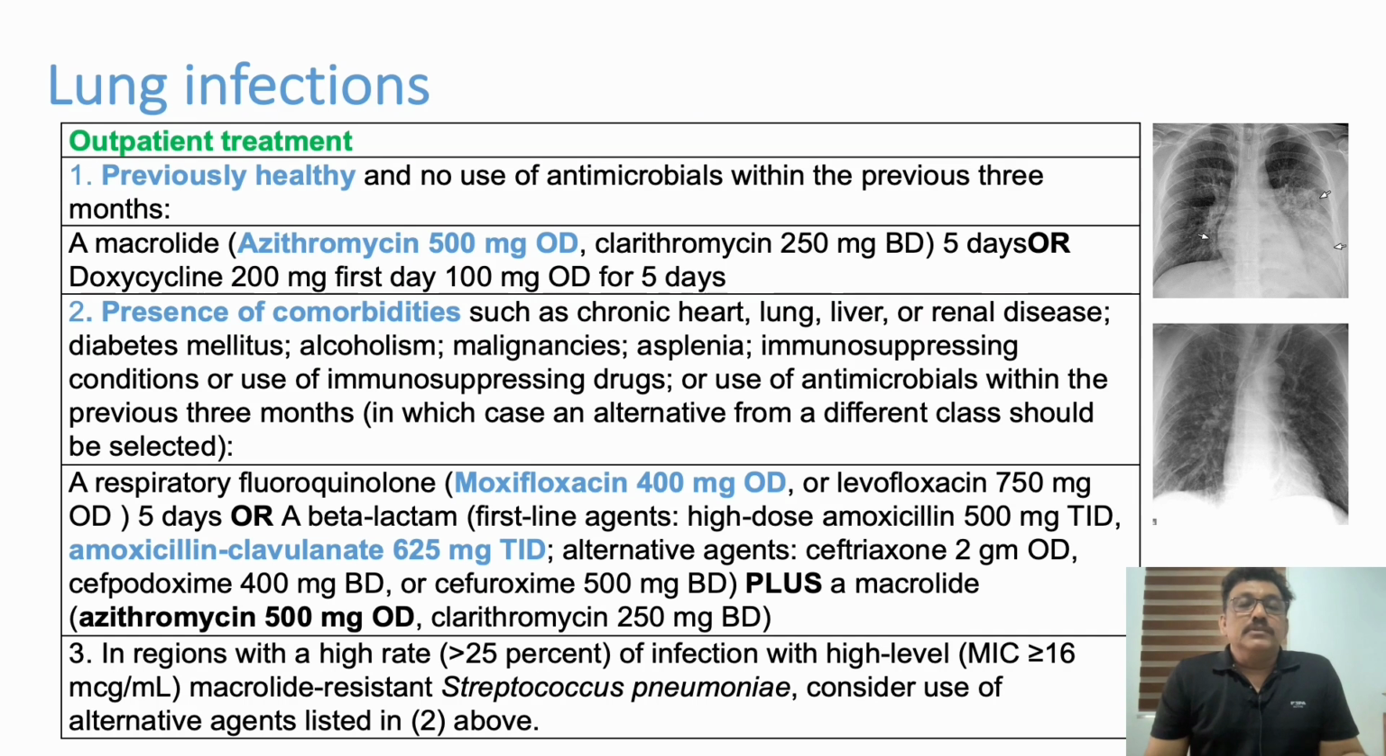Other drugs like amoxicillin-clavulanic acid can be given, that is augmentin 625 mg TID. If you are giving injection, then 1 gram BD can be given. That is also available. These augmentin injections are available in that dose.